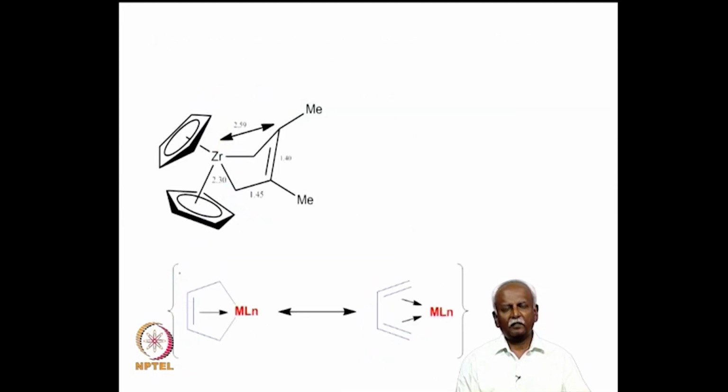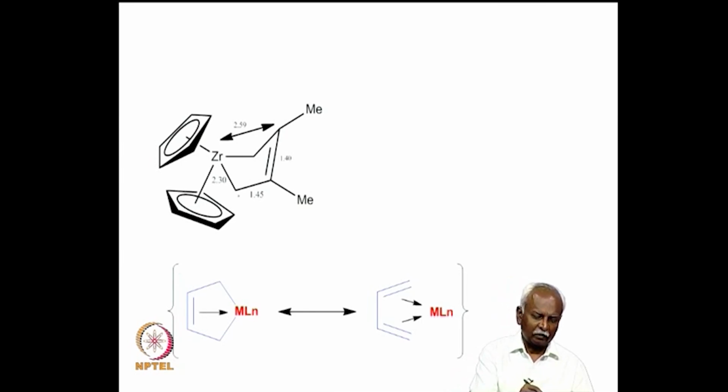So, here is an example which is a zirconium complex, which has 2 cyclopentadienyl units, which we have not discussed earlier, but let us just take them as a flat 5 carbon unit that is interacting with zirconium, and let us concentrate on the butadiene which is interacting with the zirconium. You will notice the bond distance between the zirconium and the carbon.